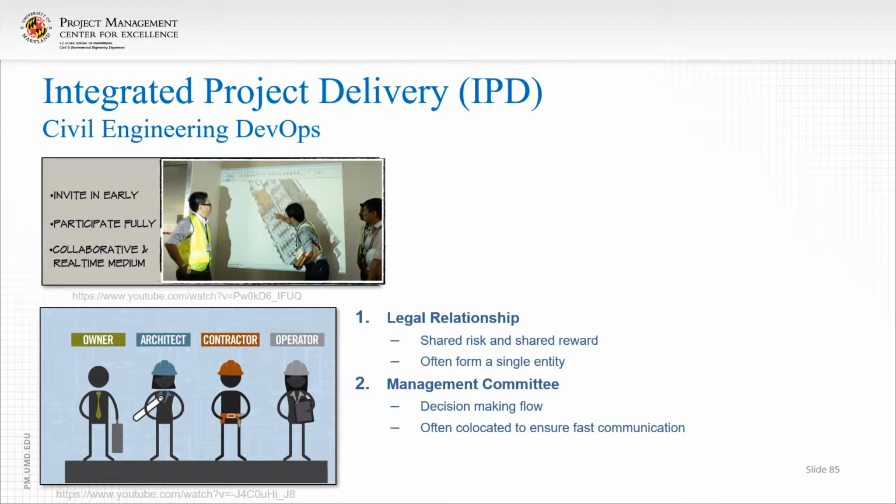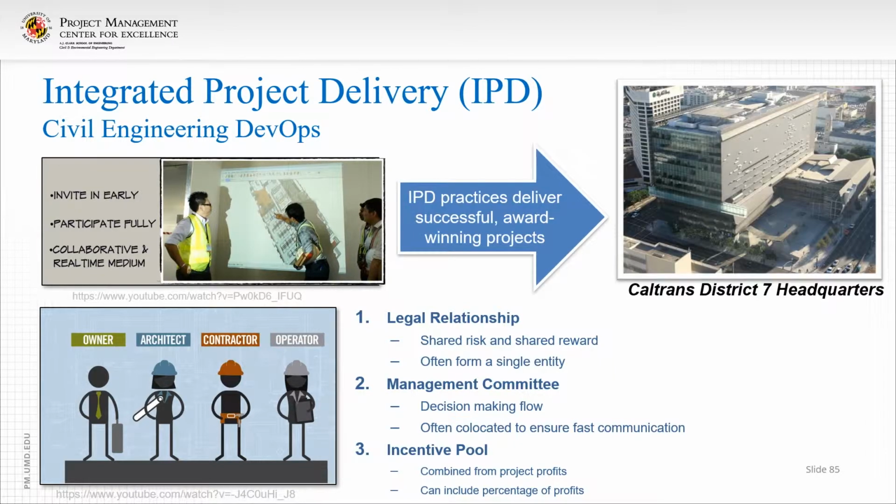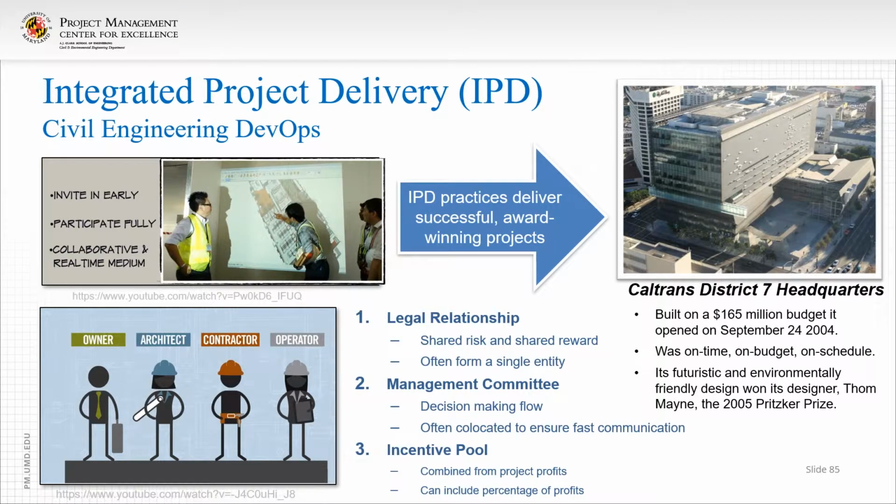And by having everyone invited, participating fully, upfront, and collaborative, they can actually manage this incentive pool of opportunity with the project to deliver some of the most impactful and best projects to date. A really great example is the Caltrans District 7 headquarters, which was built for $165 million back in 2004. It was on time, on budget, and on schedule, and it was so futuristic and environmentally friendly that Thomas Mayne, the designer, won the Pritzker Prize in 2005 for its implementation.